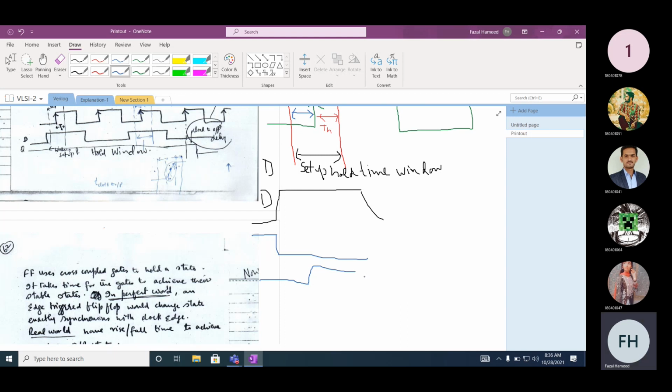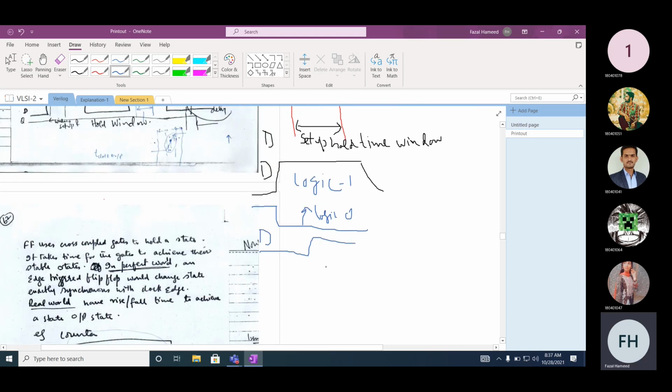So actually, what is your requirement? Your D input must be stable during setup. In this case, you can confidently predict that the output will be a logical 1, because you see it is stable. Now if you see the second example, logic 1, what will be the output? Logic 0. Now in the third case, D.